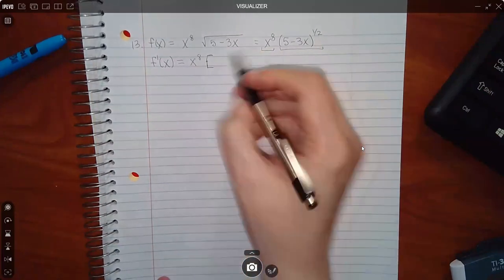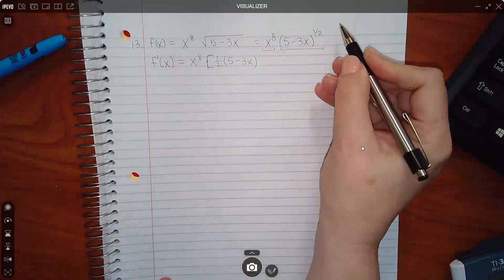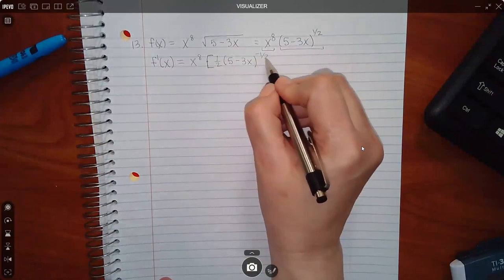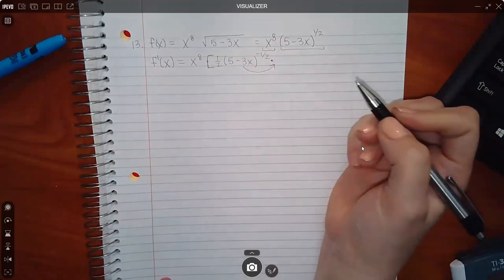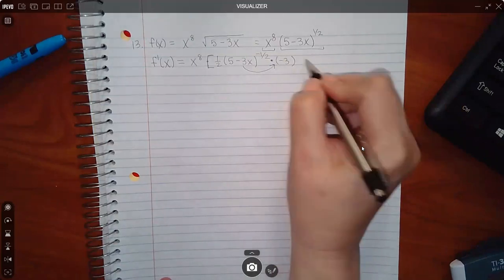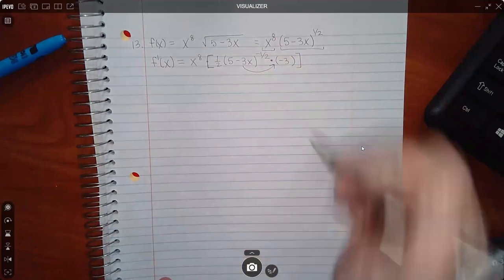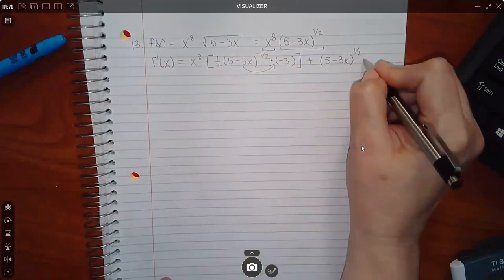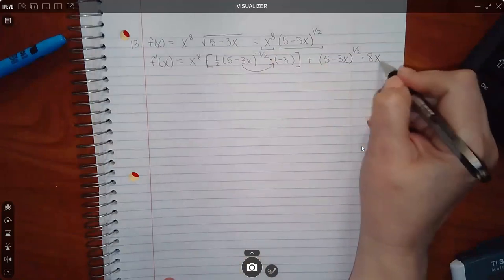So I have to bring down my power. You do not change your base. But then I have to decrease the power by 1. What's 1/2 take away 1? -1/2. And because the base is not just x, I have to apply the chain rule there too. What's the derivative of 5 minus 3x? -3. So that's the first term times this giant derivative of the second factor. Then I can write plus the second factor as is times the derivative of the first factor. And it's just a monomial, so I don't need a big bracket. But that would be 8x to the seventh.